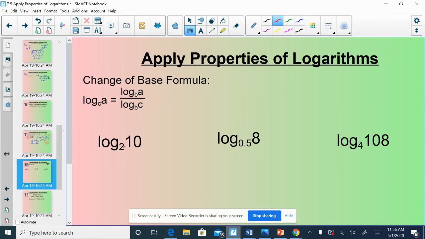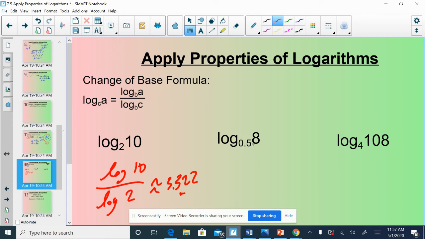Log base 2 of 10. All you do is type it in as log of the full size number divided by log of the base. Log 10 divided by log 2. We could do ln 10 divided by ln 2. It doesn't matter as long as the same base is in the numerator and denominator. We're always going to choose 10 or e though, because those are the ones our calculator has built in. So I can type this into my calculator, log 10 divided by log 2, and I get 3.322. Remember, what that's saying is 2 to the 3.322 power is 10.